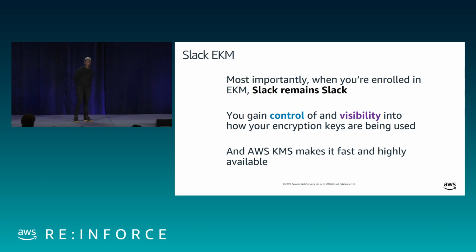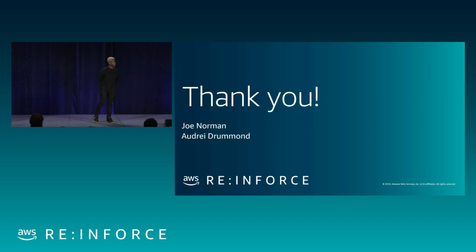Just to wrap up, with Slack EKM, the most important thing is that Slack remains Slack. We're still able to keep building features. We're able to have customers use the product. But in addition, admins gain control and visibility into how their keys are being used. And with AWS KMS, it makes it super fast and highly available. We actually launched EKM a few months ago, and it's out in the world. It's live. Customers are using it, from government agencies all the way to consultants, and they're getting a lot of use out of it. Anyways, thank you very much for your time, and it's been rad.